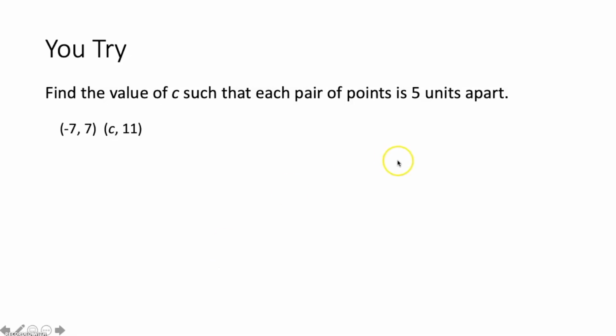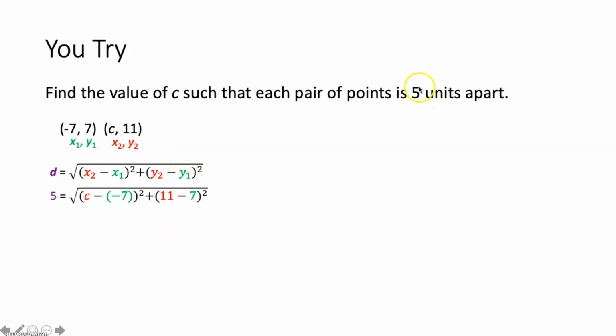Okay, doing the same thing here. So first, we need to make one of these points x sub 1, y sub 1, and the other one x sub 2, y sub 2. We then write our distance formula and plug in what we know. We know x sub 2 is c, so that goes in here. We know x sub 1 is negative 7, that goes in here. We know y sub 2 is 11, that goes in here, and y sub 1 is 7, that goes in here. We also know the distance between the points has to be 5, so that's what we plug in for d.